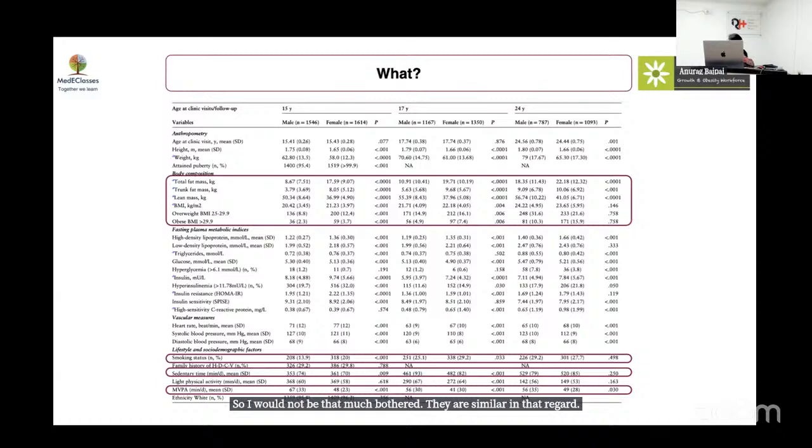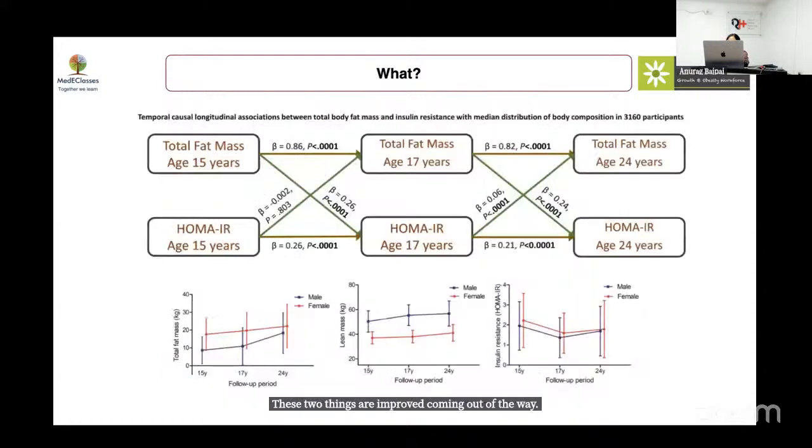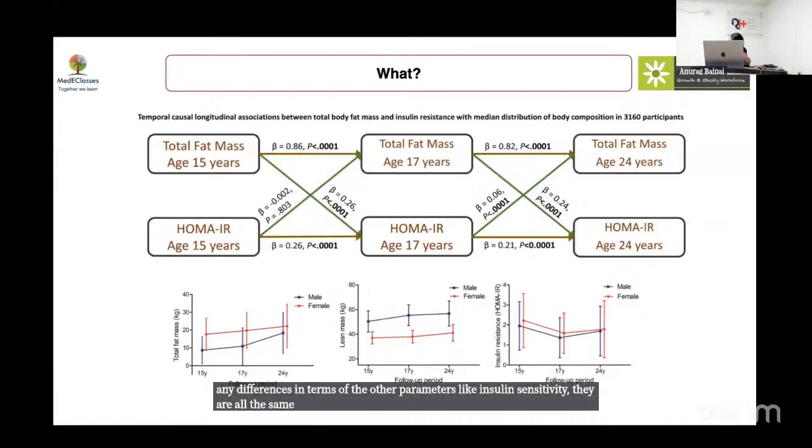And again, the moderate vigorous physical activity time was greater in males. This, we can say, is like 25% more. So this will be clinically significant also. So in general, your impression is that the girls were less physically active. Yes. They were having a higher tendency of having obesity. These two things I think probably are coming out. Any differences in terms of the other parameters like insulin sensitivity? They were all same. We will come to that.